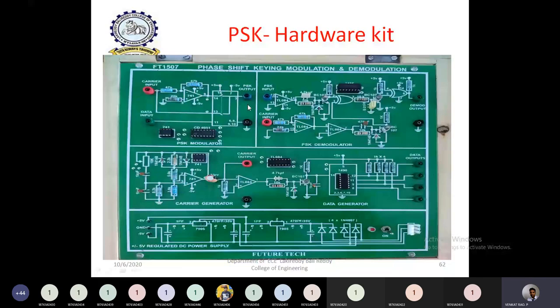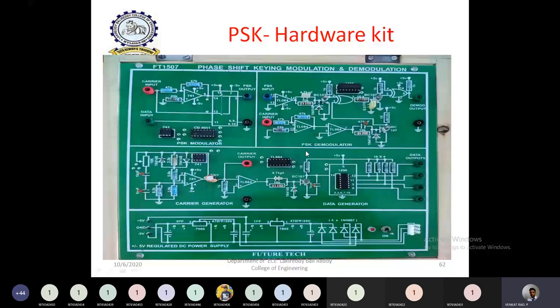Here, what should be the PSK output? That PSK output must be generated with two different phase values, that is 0 degrees and 180 degrees, corresponding to 1 and 0. So let us observe this PSK output and how the phase changes are obtained while doing the experiment. Next, after observing this PSK output waveform, you need to perform the demodulation. So this block is nothing but the PSK demodulation circuit.